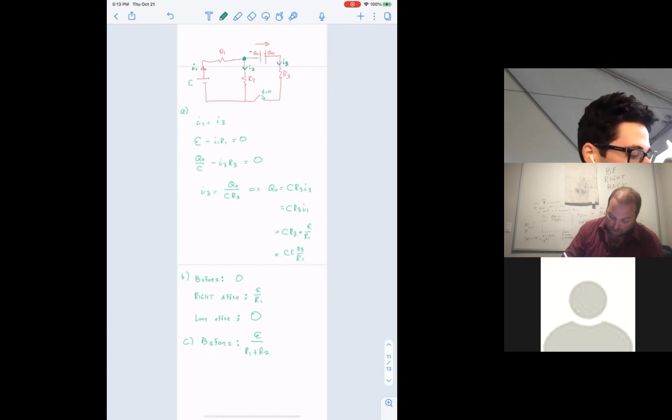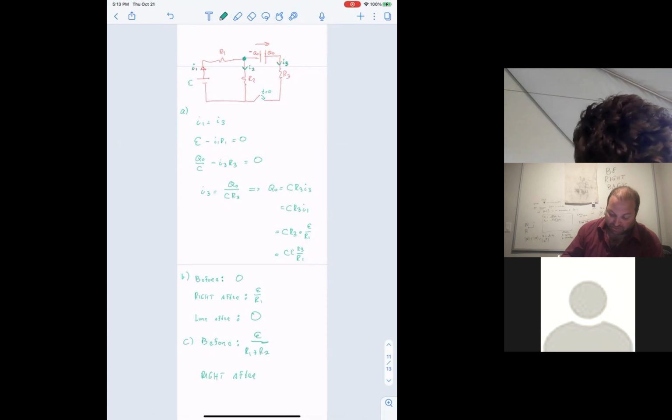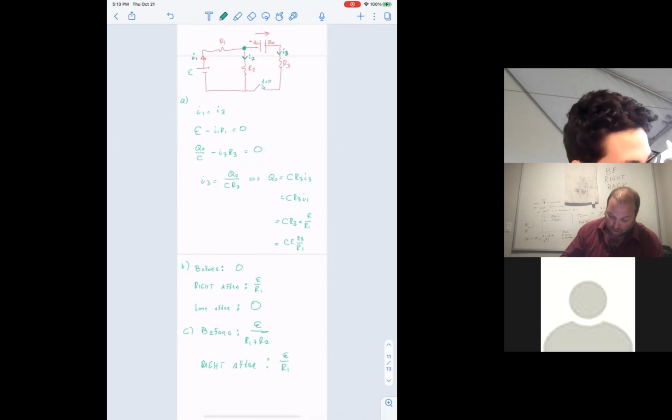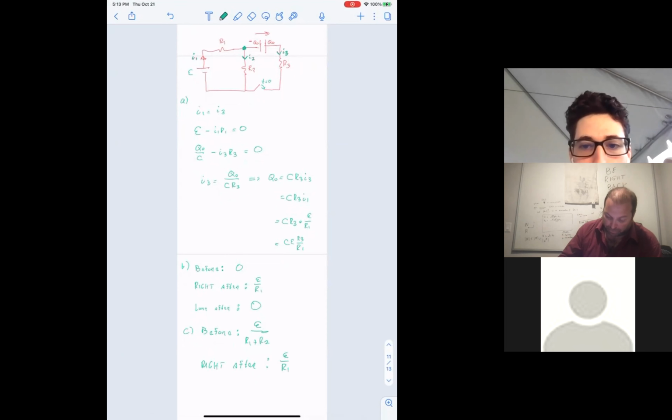Oh, right. All right, so before it's E over R1 plus R2. Right after it's 0. No, right after it's not 0. Right after it's the same as I3, E over R1, because the current through I2 is 0, so I1 has to equal I3.